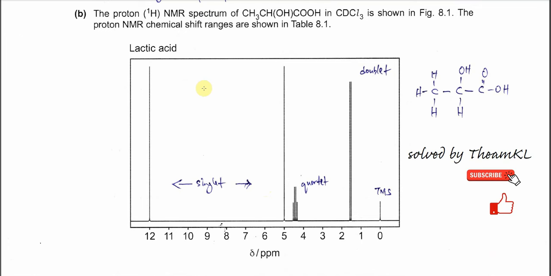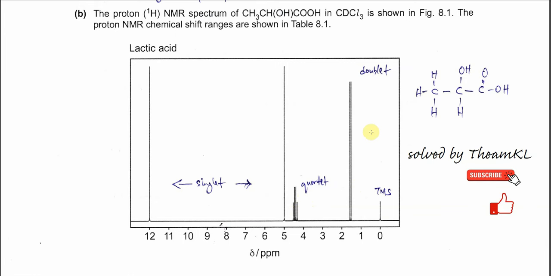For part B, this one is a proton NMR. You spec the same compound, the lactic acid. This figure 8.1 is the proton NMR of the lactic acid. So it has four signals. The signal at zero is a standard, so it's not really counted as a signal. The signals are this one, 1, 2, 3, 4. When you see one peak like this, we call it a singlet. When it's four peaks, it means quartet. Two peaks is a doublet.